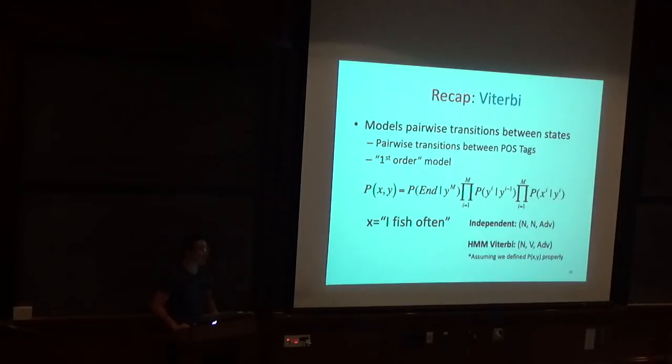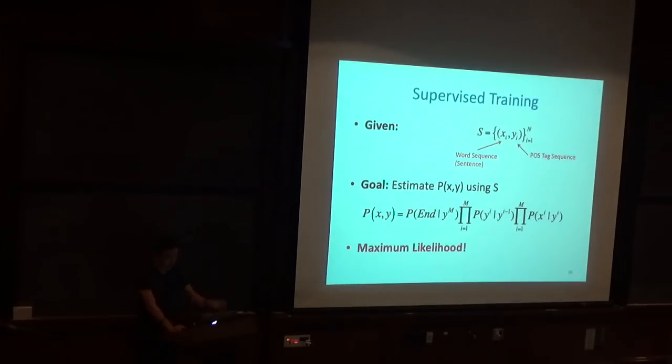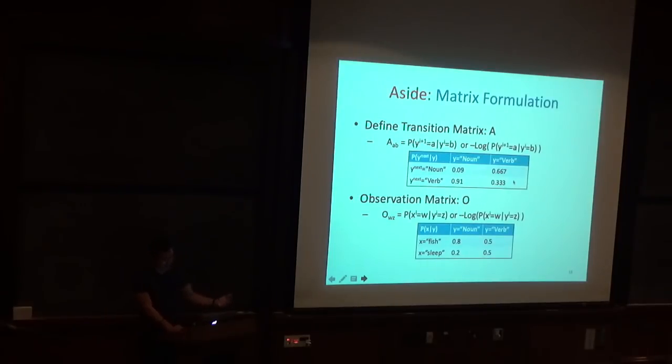Any questions before I move on to the training algorithms? Okay, so let's start with supervised training. So we're given a set of XY pairs. And the goal is to estimate P of X comma Y given these XY pairs. We're going to do this using maximum likelihood. Just an aside, as before in the previous lecture, we often write these things using matrix form just to make the pseudocode more compact and in some cases vectorizable.